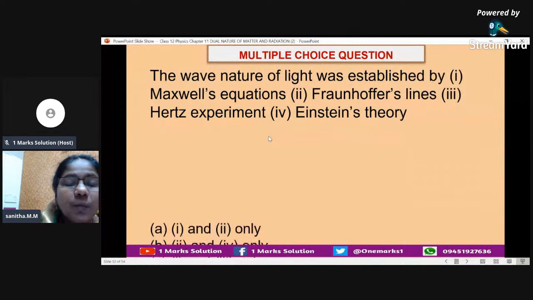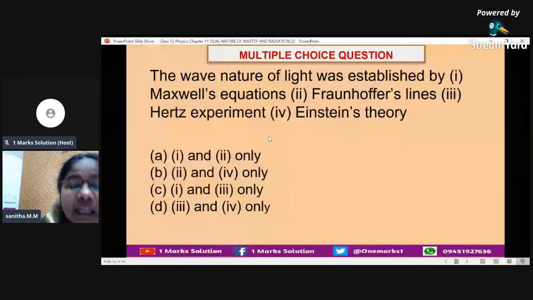Here it is, options are given like this, 1 and 2. 1 and 2 means Maxwell equations and Fraunhofer. Fraunhofer is an absorption spectrum, so it won't come here. Next one, we can say second and the fourth one. No way. And the third one, that is C, option C.